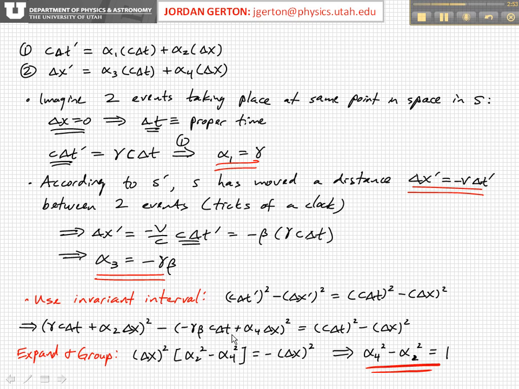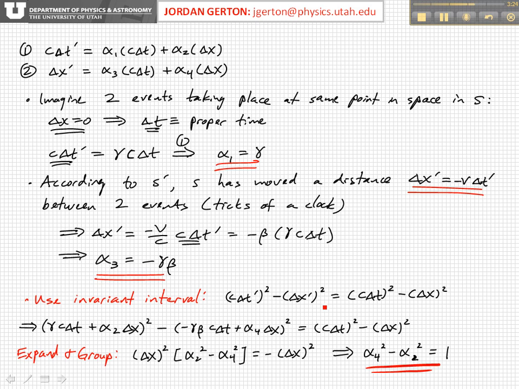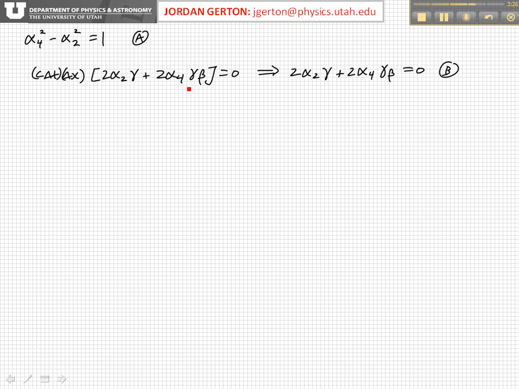Okay, now if we group the terms proportional to c delta t squared, that equation doesn't involve either alpha 2 or alpha 4, so it's not useful to us. But if we group the cross terms that are proportional to c delta t times delta x, then we get this expression. And there's no cross term again on the right hand side of the equation, and so this is equal to 0, and so basically what's inside the brackets here is equal to 0. Okay, so this gives our second equation.